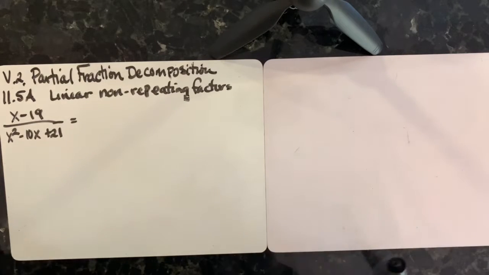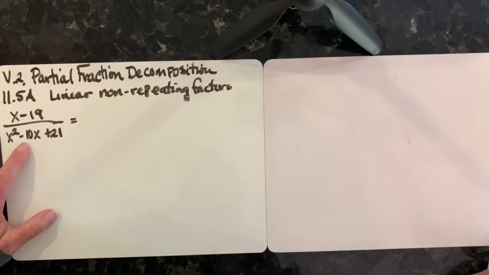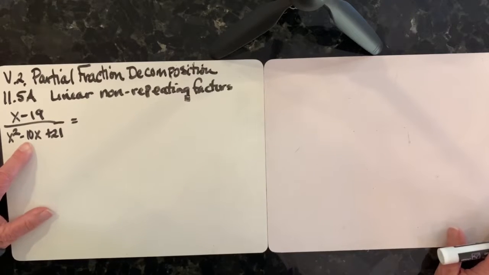This is video 2 for partial fraction decomposition, 11.5a, linear non-repeating factors. So I've got this rational function here, and we've got x minus 19 in the numerator and x squared minus 10x plus 21.